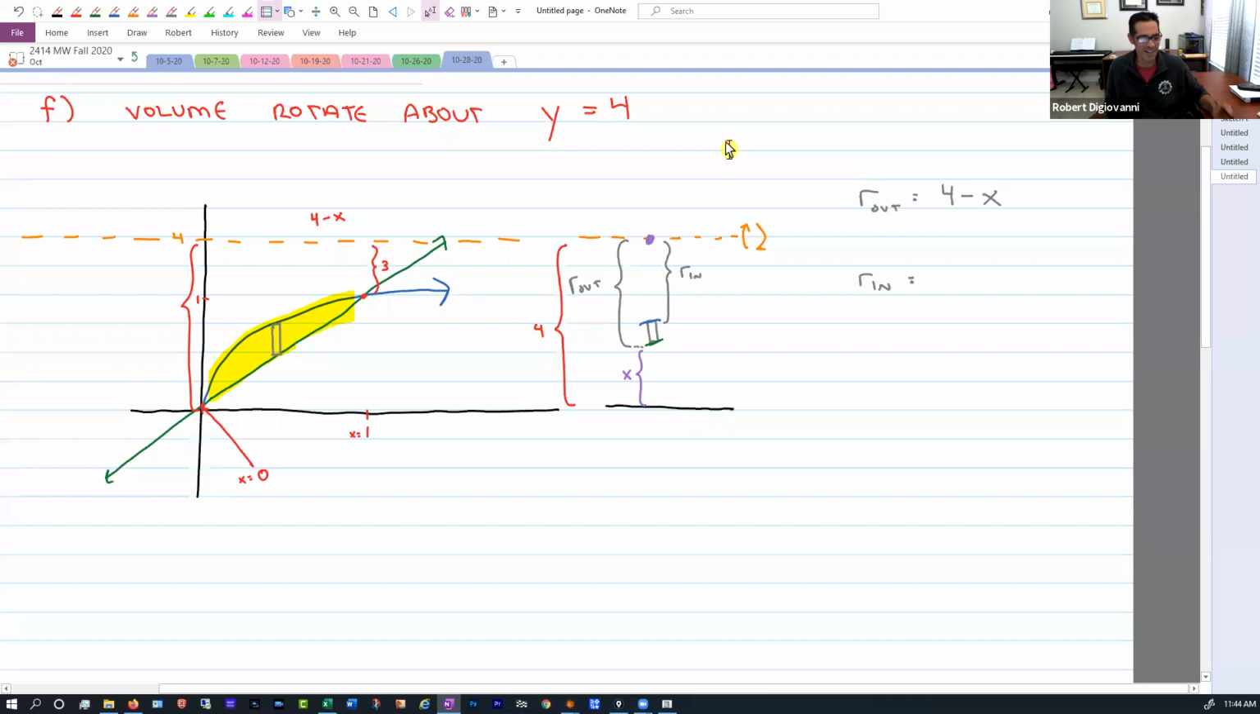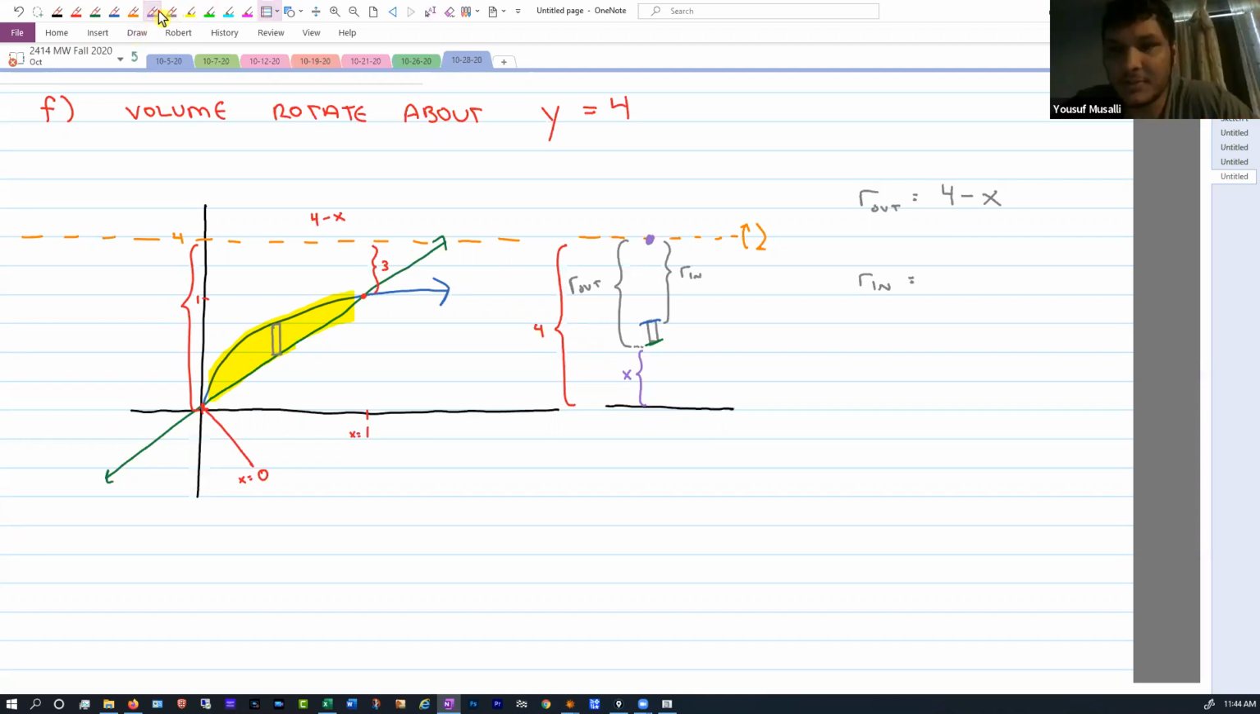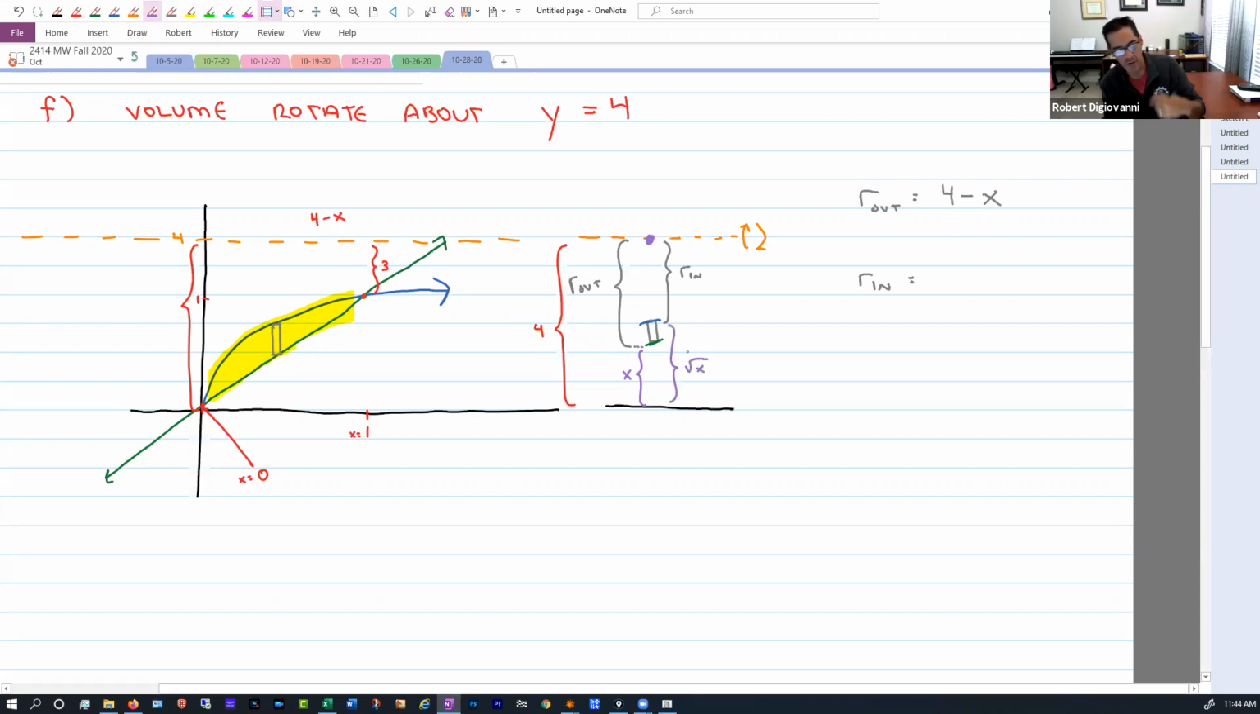Okay, what about R in? Same principle, right? What do we have? 4 minus root x. So we know the distance from here to here is root x. And so R in should be the whole 4, take away the root x. And that's it. We set up our integral. Pi integral 0 to 1, outer radius squared minus inner radius squared dx.